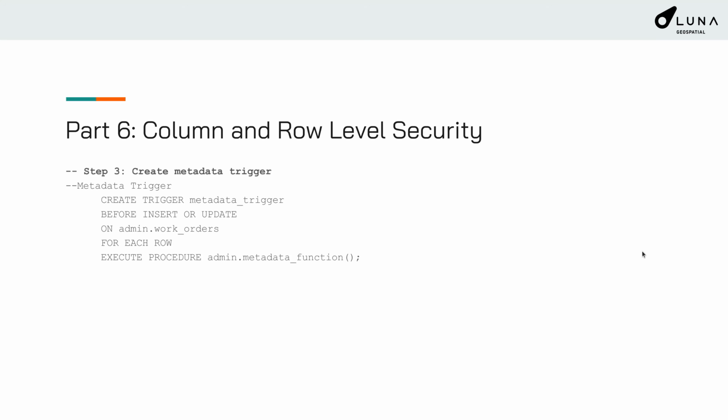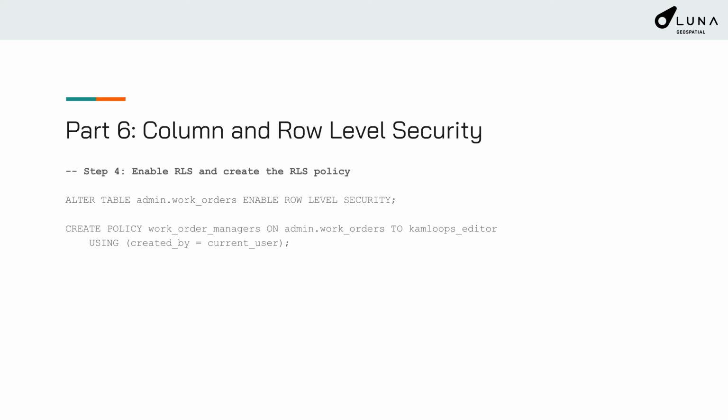And then I created a metadata trigger just to make sure the trigger function goes off every time a new row is created. And then I enabled row level security, and I created the row level security policy. So I altered the table, and you can see here we do enable row level security. We actually have to enable this custom policy. Then we create the custom policy that basically says the only people that can edit a row are the ones whose username appears in the created by row.